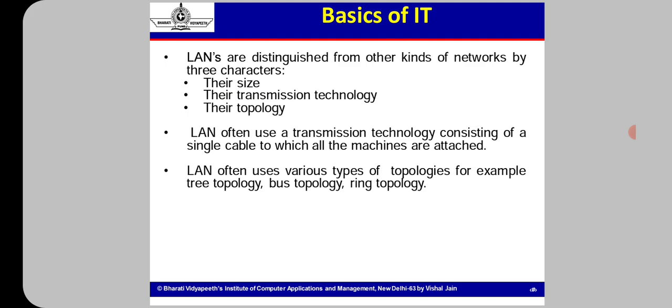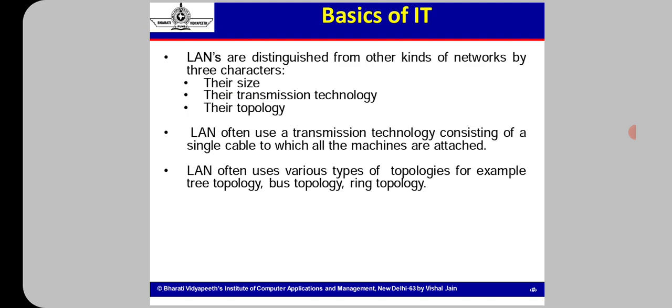LANs are distinguished from other kinds of networks by three categories. We can compare LAN, MAN and WAN using three parameters. The first one is their size, the second one is their transmission technology, and the third one is their topology.